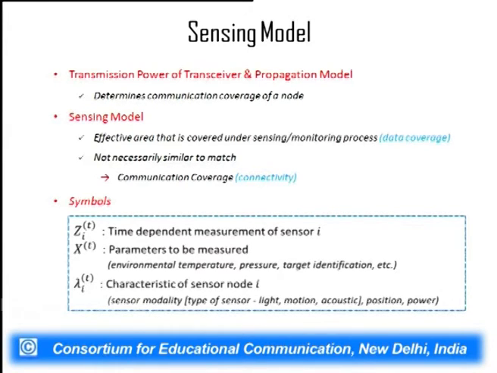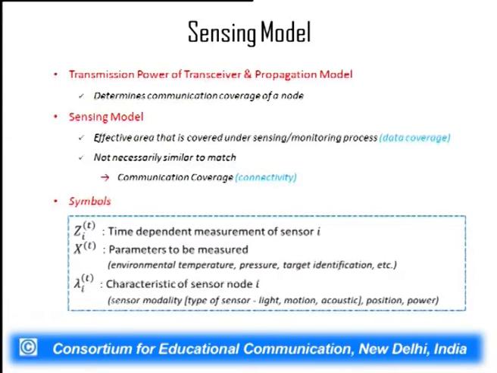Then we have lambda_i, again with respect to time t. It refers to the characteristics of sensor node i, which are relatively stable, in the sense of what type of modality the sensor node has. For example, if we have a sensor node for sensing the temperature or the intensity of light, a light sensor will obviously not sense the environment temperature. So sensor modality, and even sensor position, the XY location, the coordinate details.